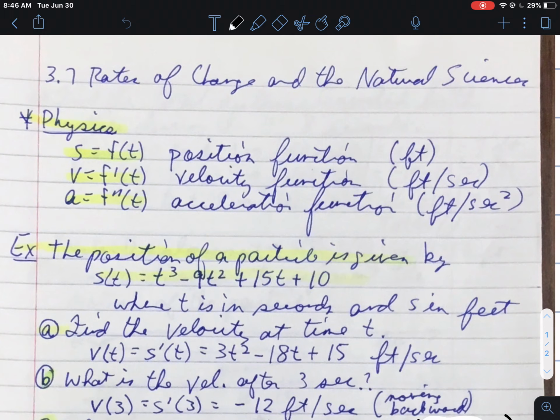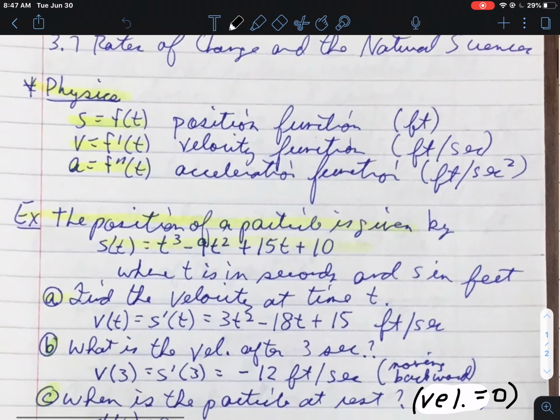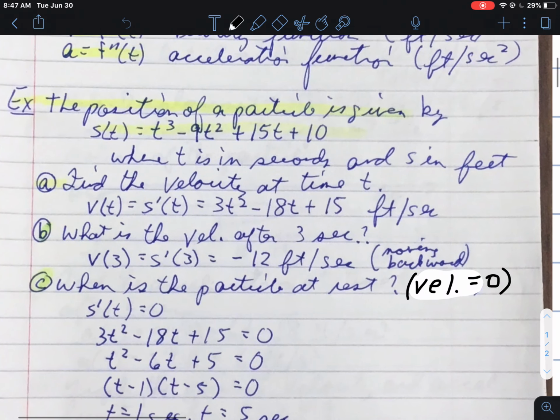We want to make sure we use appropriate units anytime we're dealing with applications. All right, for this particular example, I have a situation we're going to deal with, and we have a bunch of parts to it. I'm starting with the position of a particle given by the function s of t equals t cubed minus 9t squared plus 15t plus 10, where t is measured in seconds and s is measured in feet.